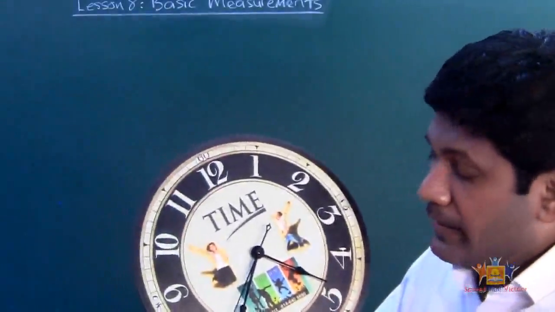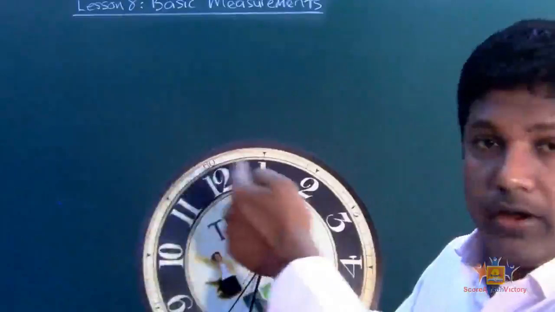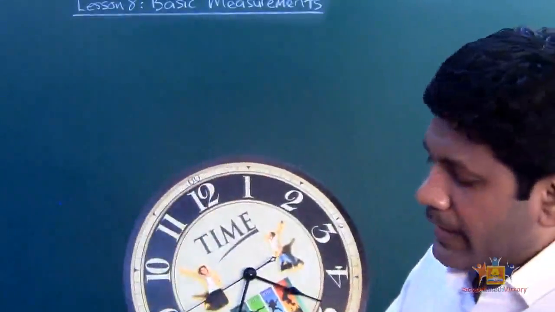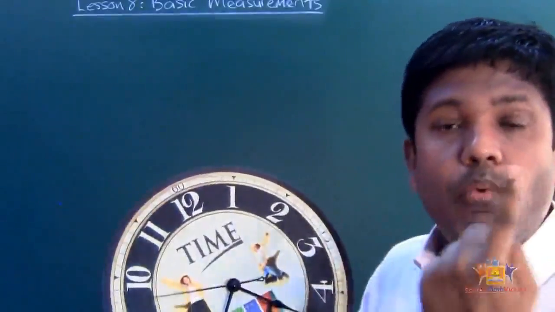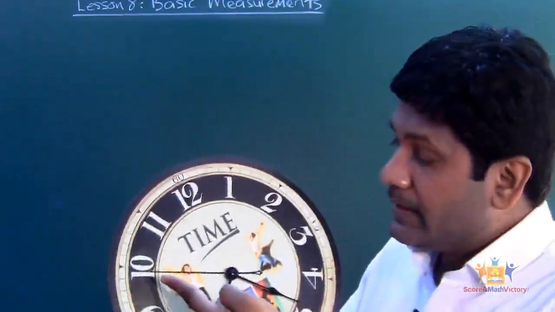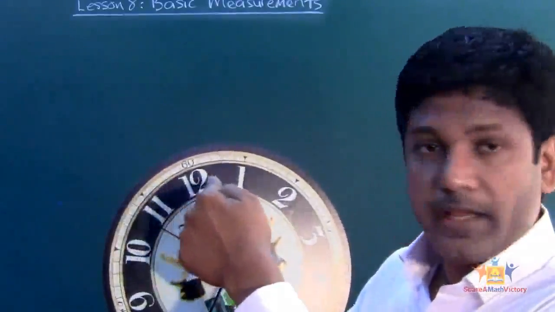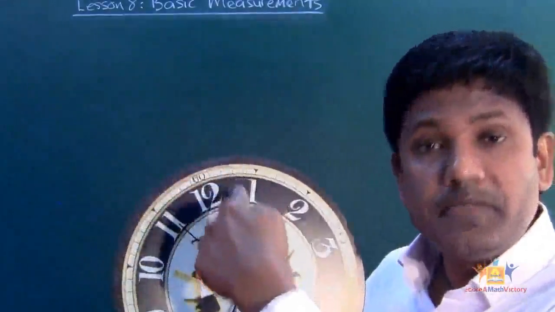Now the second needle is pretty much going around. When it makes one complete cycle from 12, it moves the minute needle by 1 minute. That means when this second needle makes one complete cycle, that's 60 seconds.